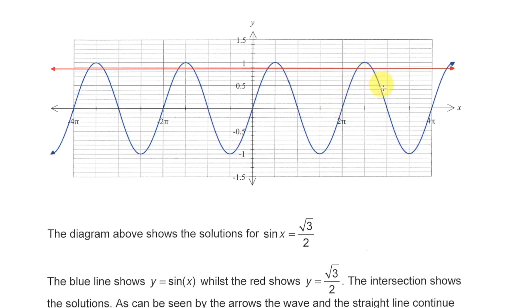And then I can continue on, another two that satisfy. Same thing when we go backwards. So that's shown graphically of the intersection between the sine graph and the line y equaling the square root of 3 on 2.